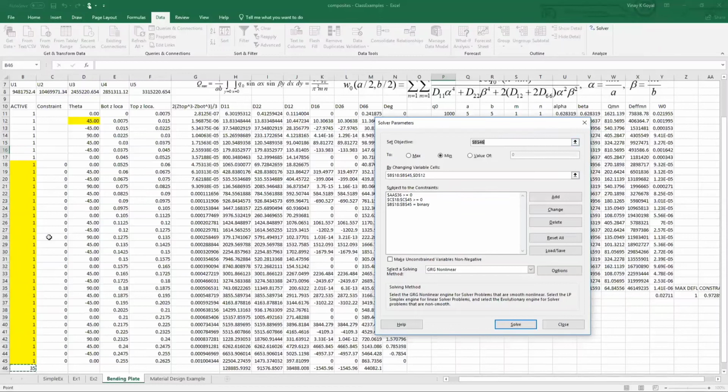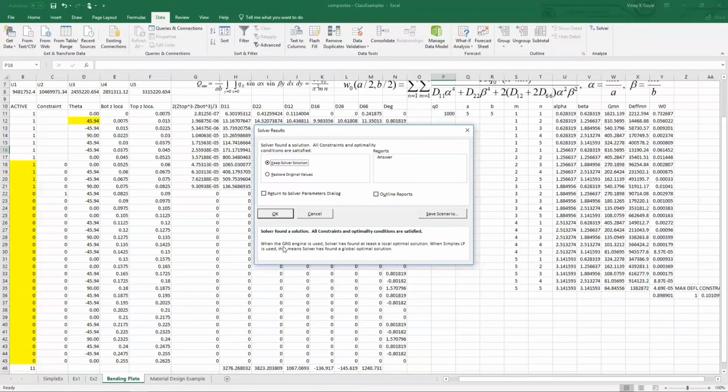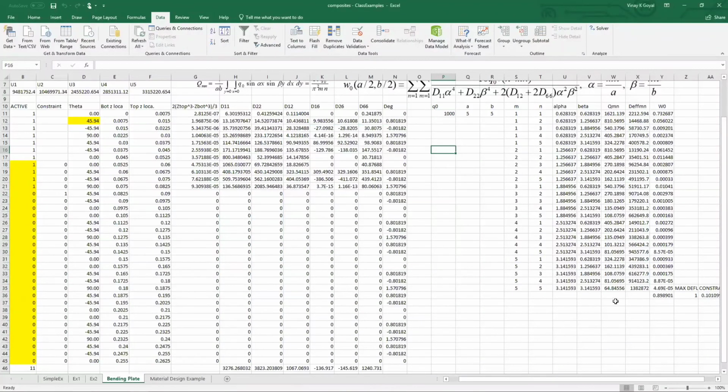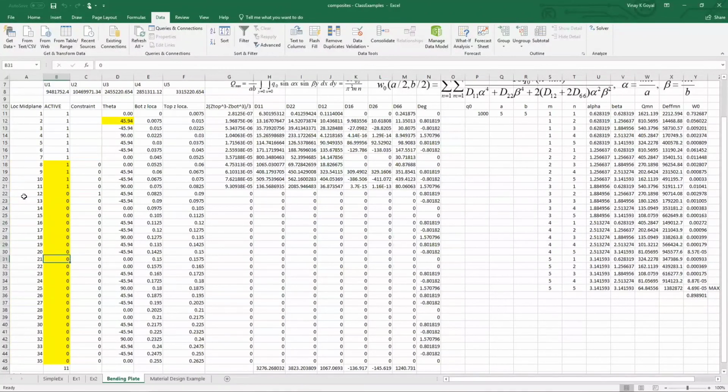And also I want to make sure that I can actually get a good solution to this problem. So we'll go and hit solve. And as you can see, the solver has completed the solution, and it has found that I can get close to that deflection with a 45-degree angle on that square plate. And then I don't need all these plies. All I need is the interior 11 plies, and that's the stacking sequence that I need.